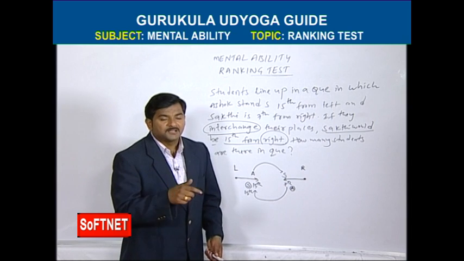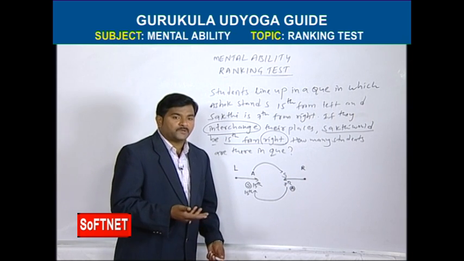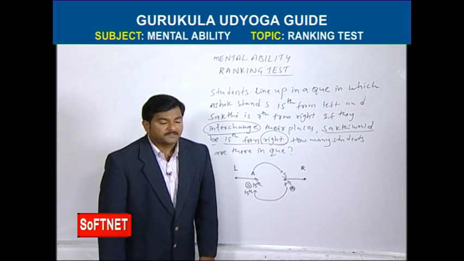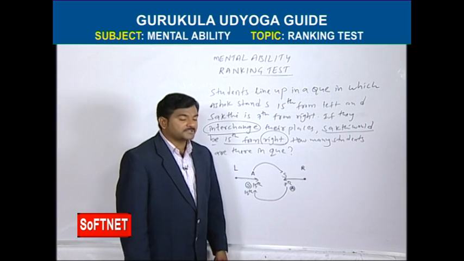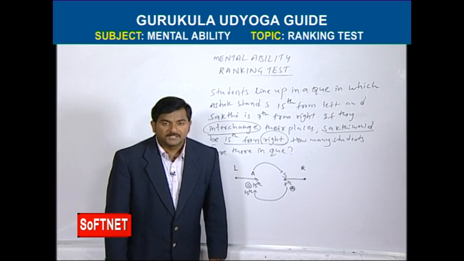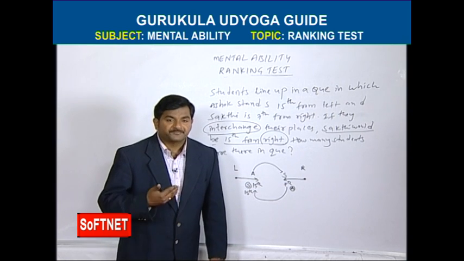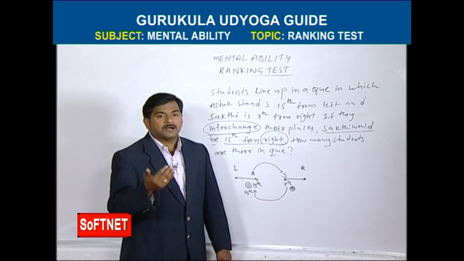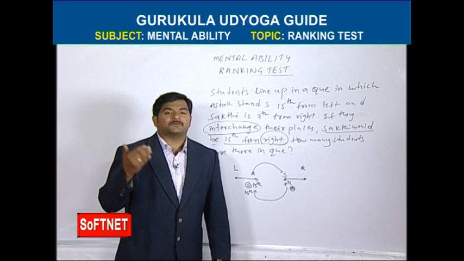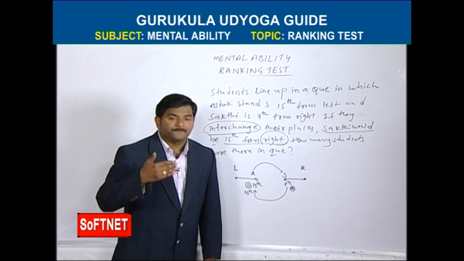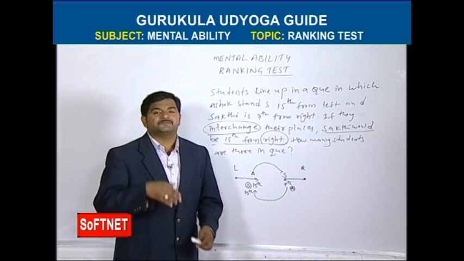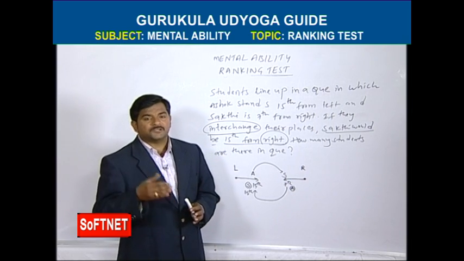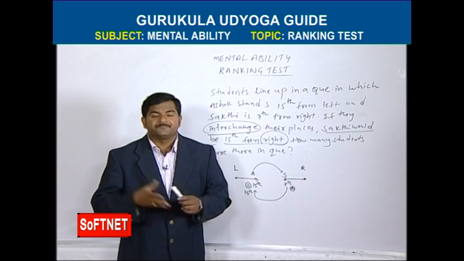Now where is Shakti located? Shakti is at Ashok's previous place. We know that Ashok is in which position? 15th position from left. So since Shakti occupies Ashok's position and earlier Ashok is 15th from left end, now also Shakti is 15th from left end. So what can we conclude? I know Shakti's position from left end and from right end.